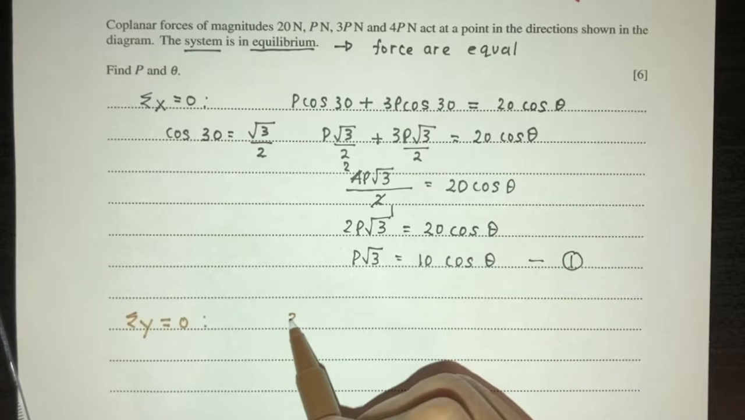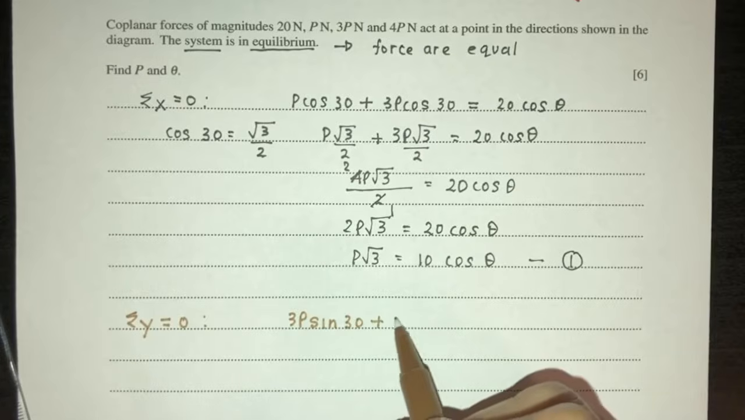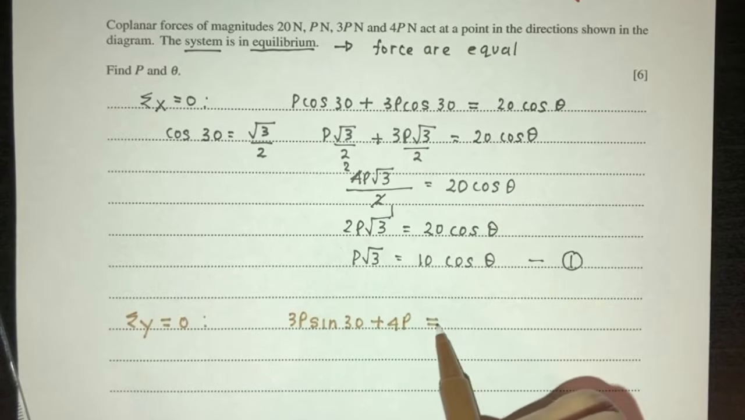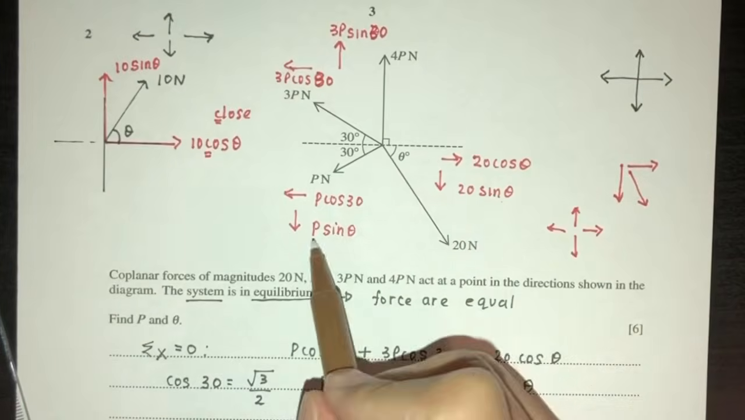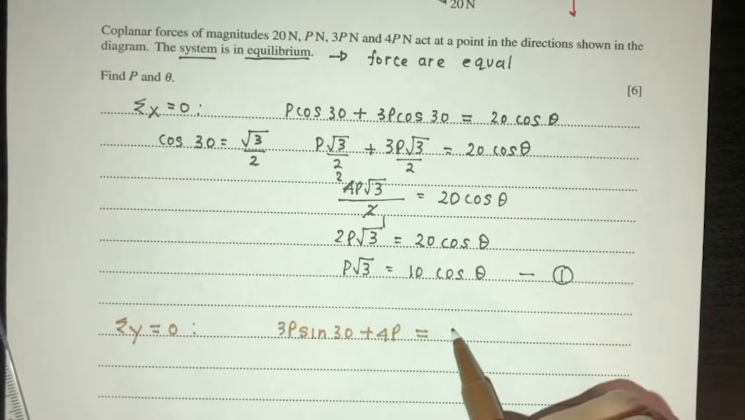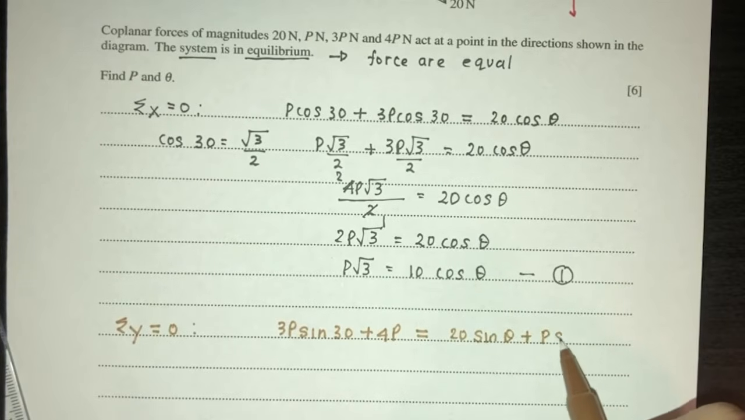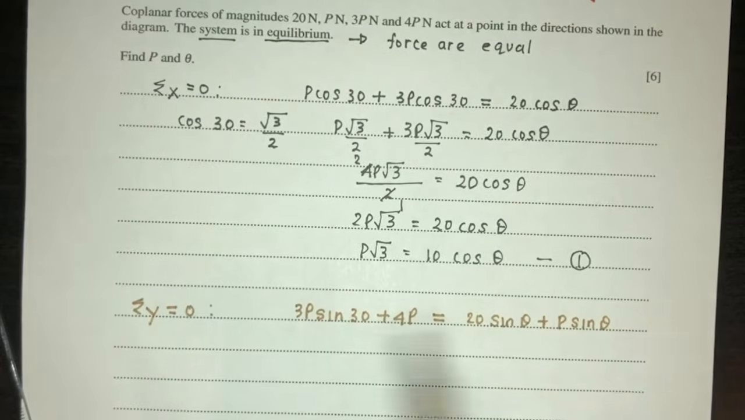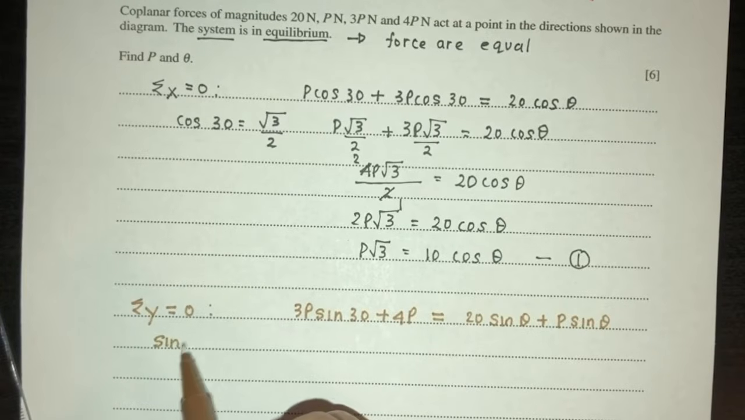So we have 3p sine of 30 plus 4p, and that is equal to all the forces going down. Down we have this one and this one. So 20 sine of theta plus p sine of theta. Now we can simplify. You will have here what? First thing to know is what is the value of sine of 30?